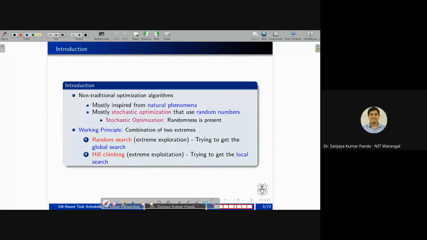Now, if you go for non-traditional optimization methods, like genetic algorithm and particle swarm optimization, there are many optimization algorithms which are based upon natural phenomena. For example, you observe the pattern or behavior of a particular animal, or a particle, or whatever it may be, right? By looking at that particular pattern, you want to observe their behavior and model it in the form of a mathematical equation. So mostly these algorithms are based upon natural phenomena.